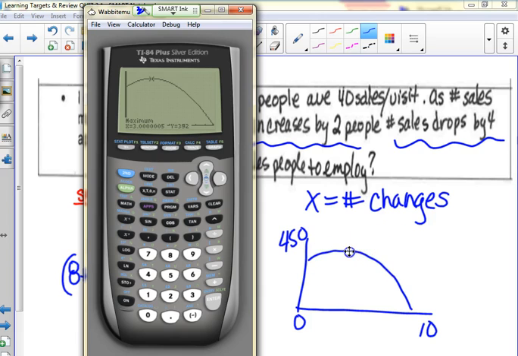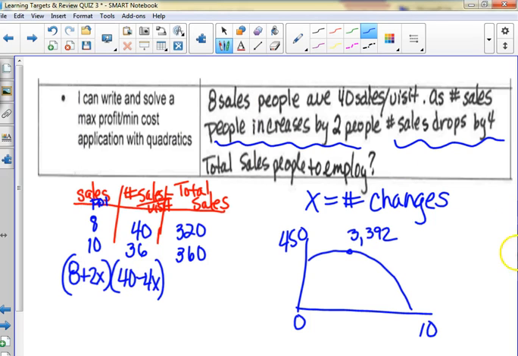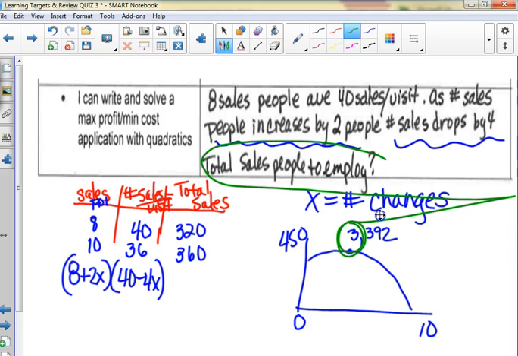I got a max at 392. Anybody not getting that? All right. Total salespeople to employ. Answer? Careful. Yes. X is 3, right? Which is the number of changes we should make.